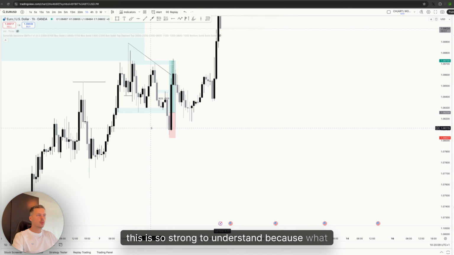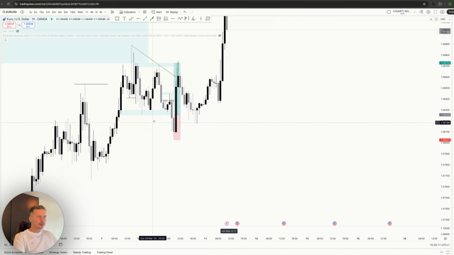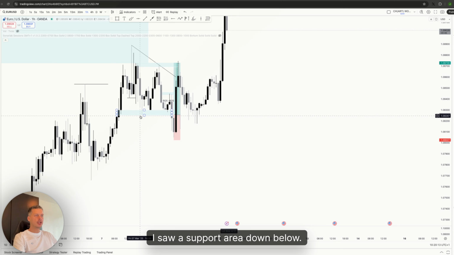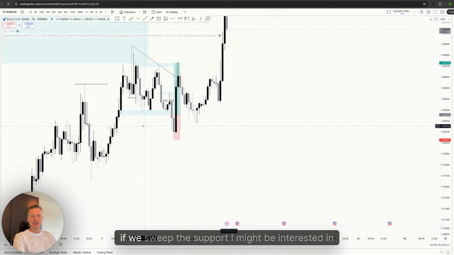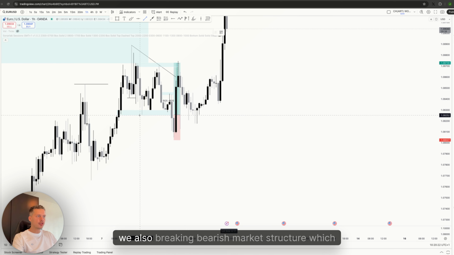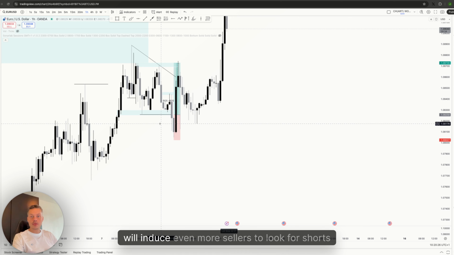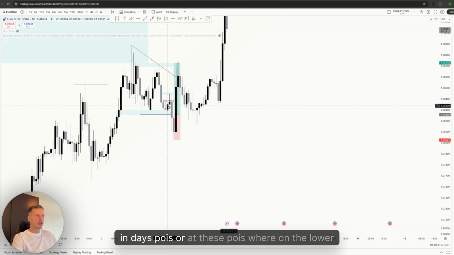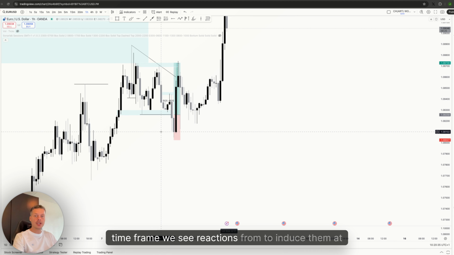We call it liquidity, you can call it whatever you want, inducements, whatsoever, but this is so strong to understand because what happened is I saw a support area down below. So I thought, okay, if we sweep the support, I might be interested in taking a long, because if we sweep the support, we are also breaking bearish market structure, which will induce even more sellers to look for shorts at these POIs, where on the lower time frame we see reactions to induce them at that current moment and then take them all out.